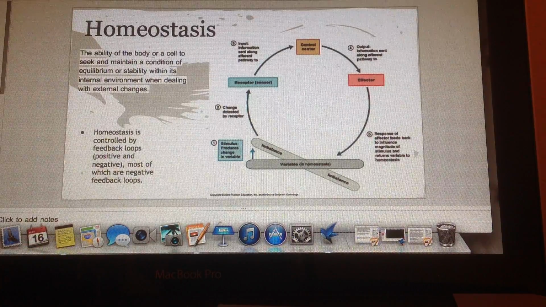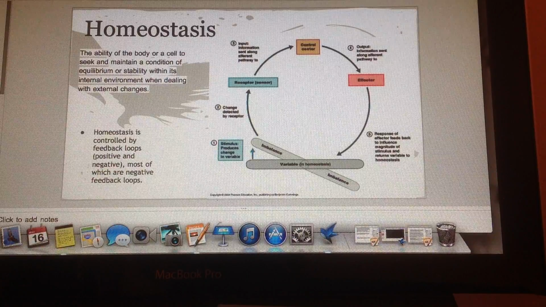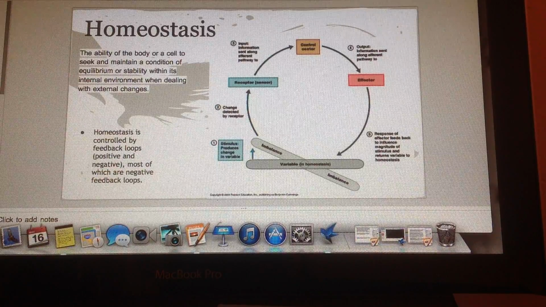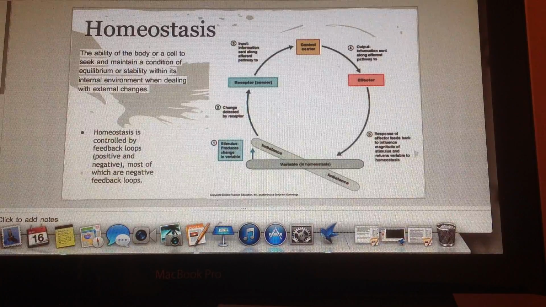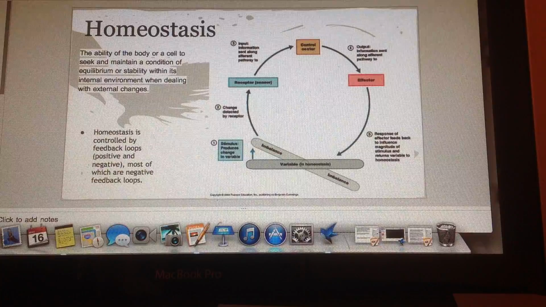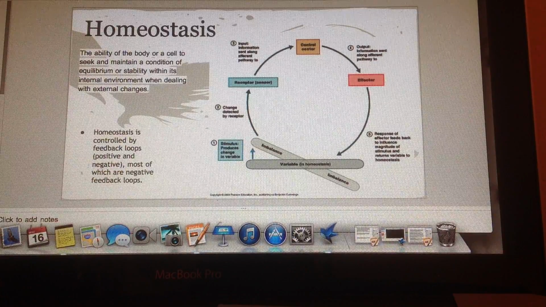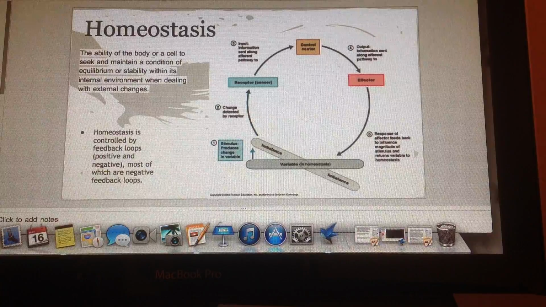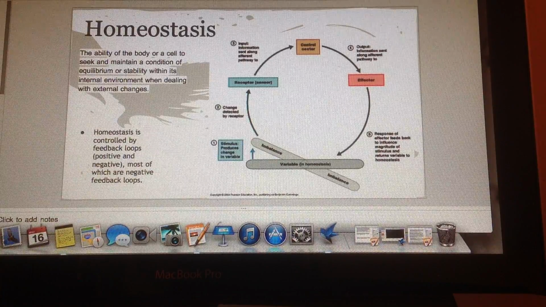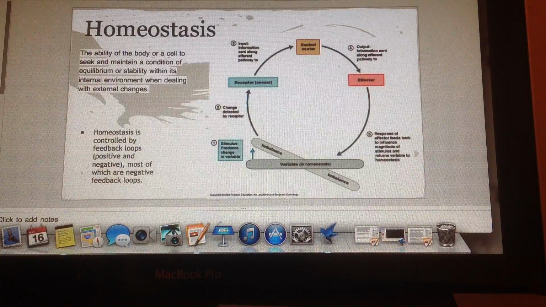Homeostasis. Homeostasis is the ability of the body or a cell to seek and maintain a condition of equilibrium or stability within its internal environment when dealing with external changes. It is controlled by feedback loops, demonstrated by this diagram where a variable in homeostasis is imbalanced, and this message is sent to the receptor, then proceeded to the control center. Then the output will be sent to the effector and finally brings the variable back to a balanced state.